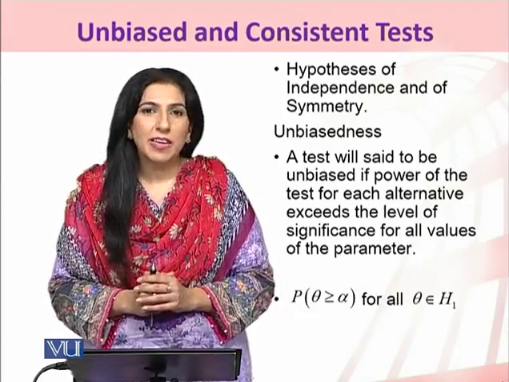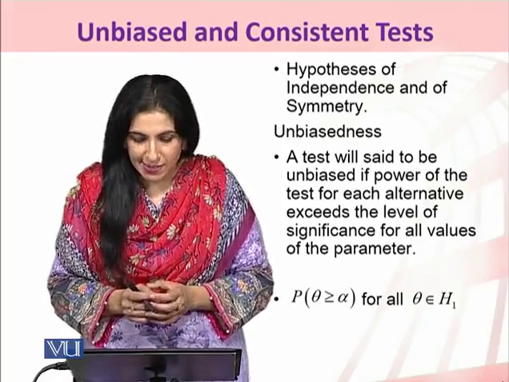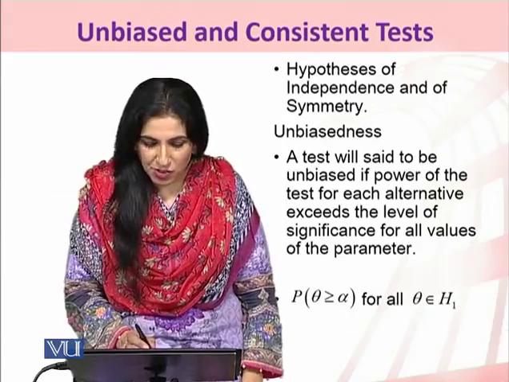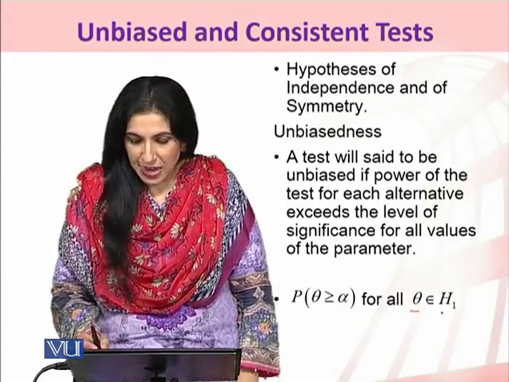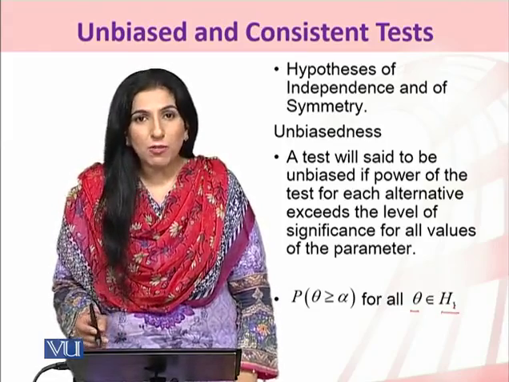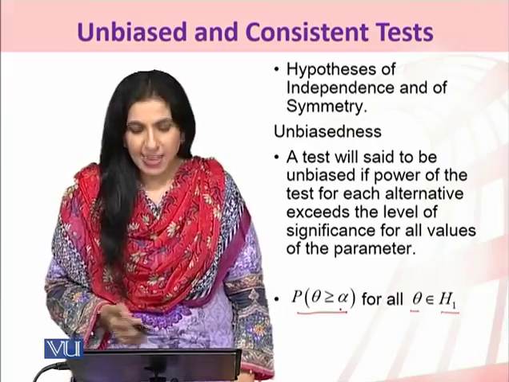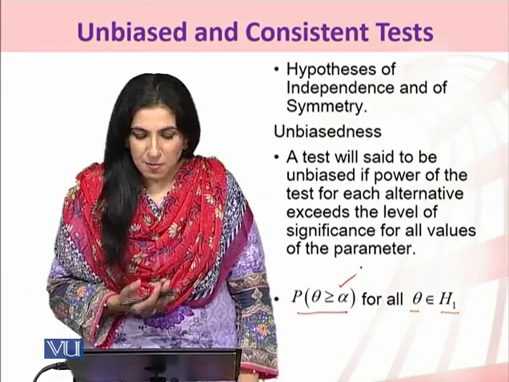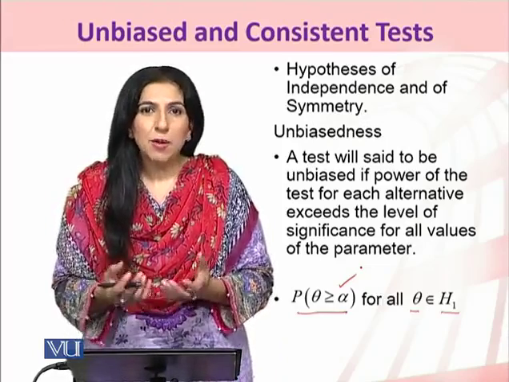A test is said to be unbiased if the power of the test for each possible alternative exceeds the level of significance. Now students, I will explain it through this equation. Theta are the parameters of interest. Each one would be for the alternative hypothesis, denoted by H1. So for all possible alternative hypotheses, if this statement is true, that is, the power of the test exceeds alpha. Now what is alpha? Alpha is the type 1 error or the significance level. So if it is true for a test, we call that test an unbiased test.